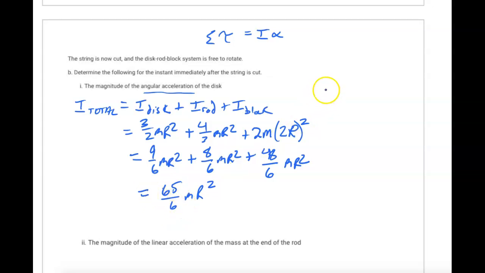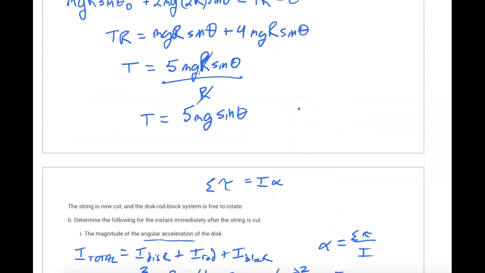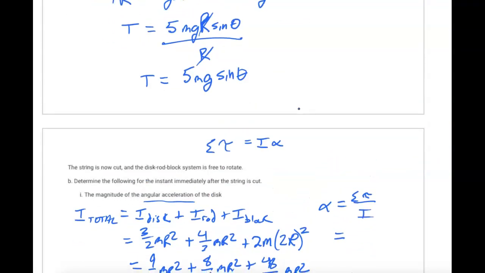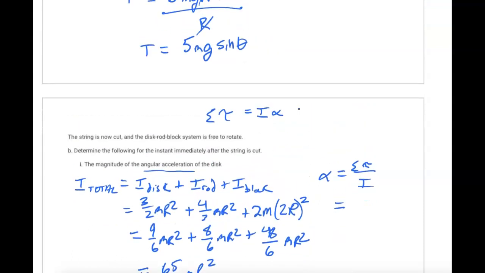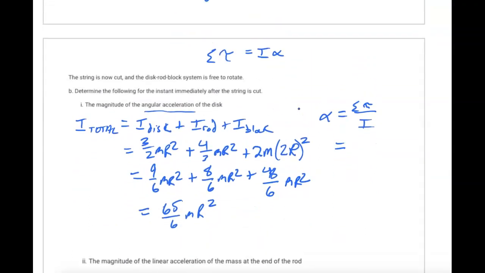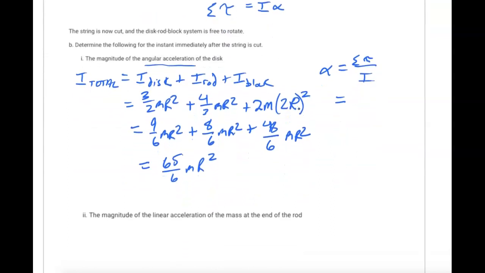Next thing we need to do is find alpha. So alpha is equal to the sum of the torques, all divided by the moment of inertia. We know from the previous part that the tension in that line was 5 mg sine of the angle. So if I want to know what the torque is, I just have to multiply that times r. So I end up with 5 mgr sine of the angle, and we're going to divide that by the moment of inertia that we just found, which is 65/6 mr squared.